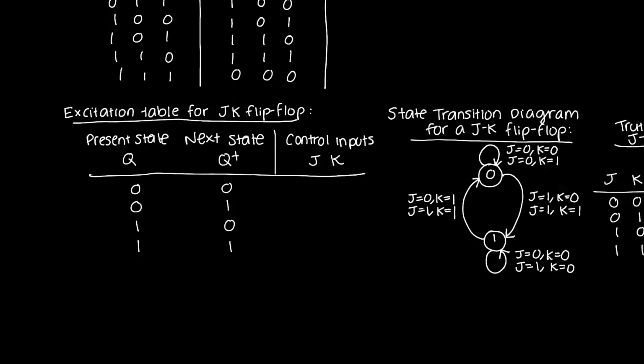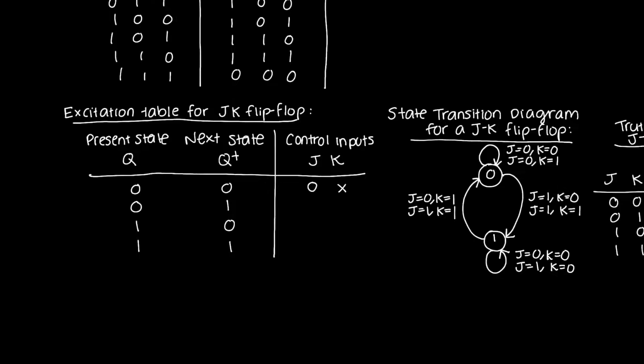And what do the control inputs need to be? So let's look at our state transition diagram. We can always read an excitation table from a state transition diagram. So over here in this row, we said already that corresponds to this transition where I have a 0 and in the next state I also have a 0. So I said that actually it doesn't matter what k is as long as j is 0. So I'm going to write here j is 0 and k is, I don't care, it doesn't matter.